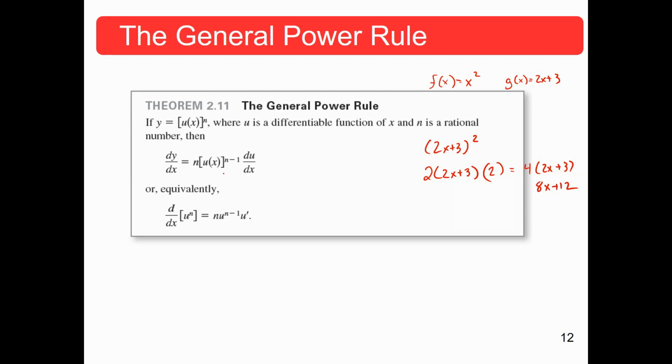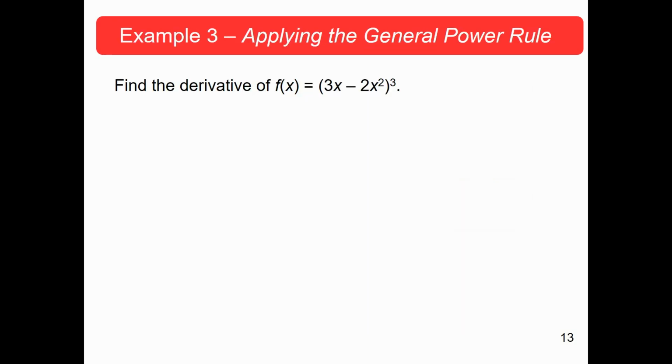Now this is one way of writing it. An easier way to write it is just u to the n out front, n minus 1, and then take u prime. This is how we want to start looking at all of our rules in terms of u being a function. Chain rule is going to apply to pretty much everything we do from here on out.